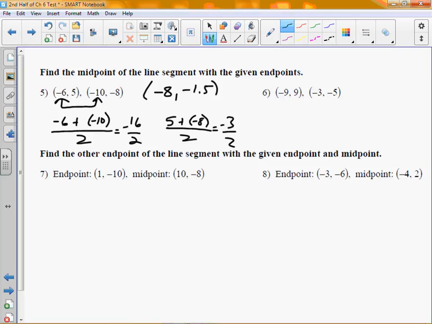Guys, that's not the same thing down here as number 8. If you have the two endpoints and you're trying to find the middle, -9 plus -3 is -12, divided by 2 is -6. That is not what this problem says. This problem says, here's the middle. Look, the midpoint is 10. 10 is equal to some number x plus 1 divided by 2.